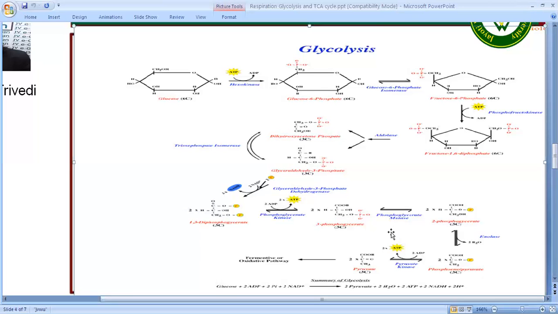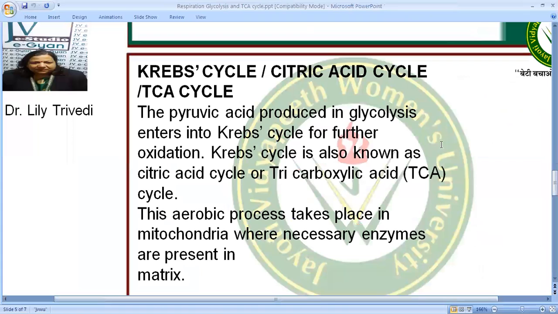So this you can read more clearly also in the book. Now we have another cycle. Before that, let me conclude the glycolysis process. There is a gain of 2 ATP molecules. 2 molecules of reduced coenzyme NADH are also produced, and in aerobic respiration, these 2 molecules are oxidized through the electron transport chain.